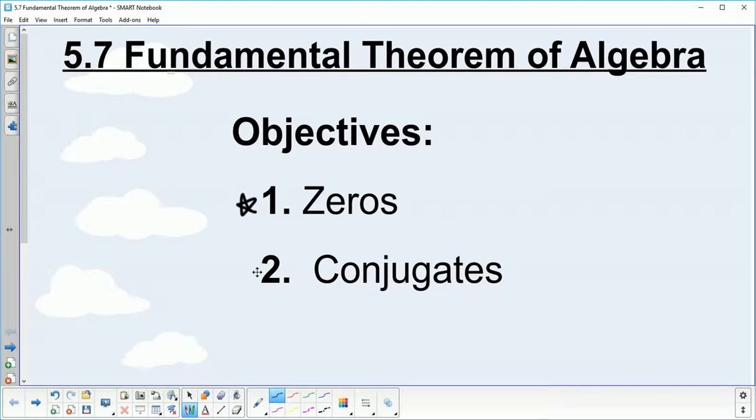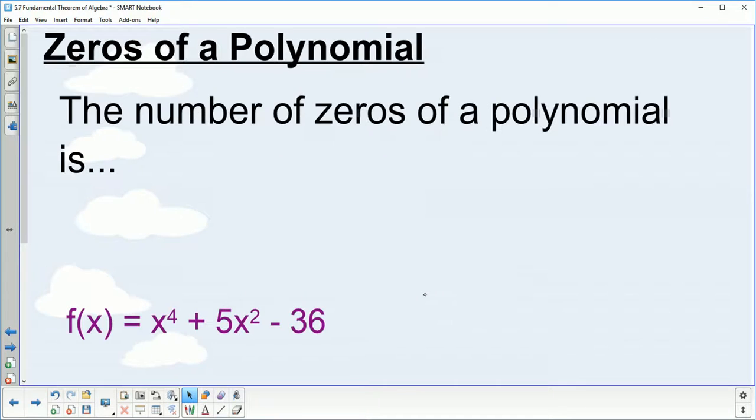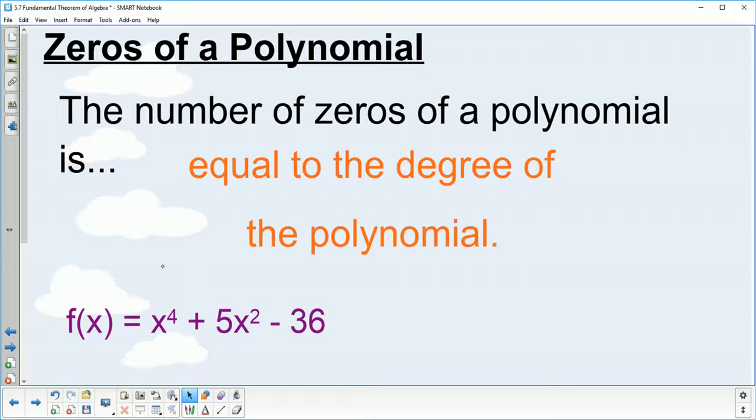And then there are some special types of zeros that we need to be aware of, called conjugates. So we're going to talk about complex, imaginary numbers when we square root a negative, and also irrational conjugates. The fundamental theorem of algebra tells us the number of zeros of polynomials, and it is always equal to the degree of the polynomial.